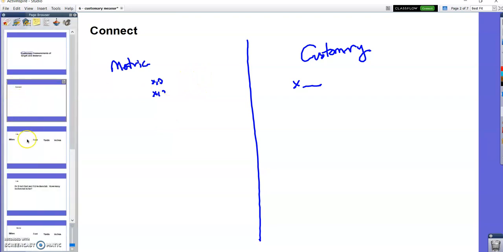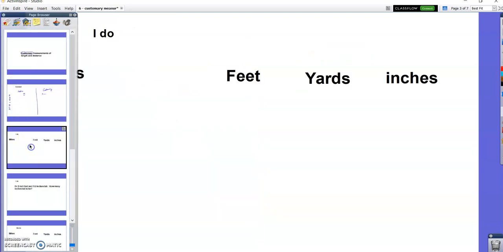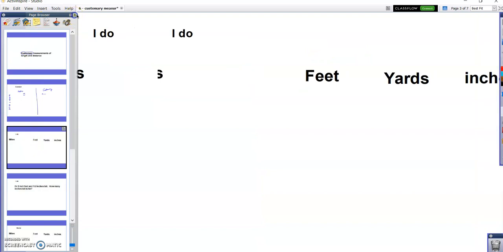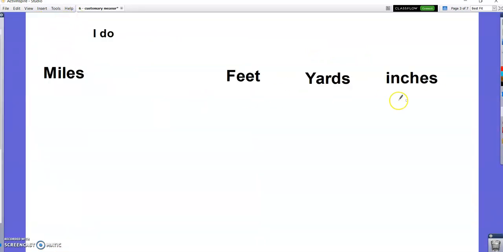So we're going to start by measuring distance or length. And here are the units you'll most commonly see. In the metric system, we use mostly meters, kilometers, and centimeters. In customary, we're going to use miles, feet, yards, and inches. So you're probably familiar with all of those, which is handy.